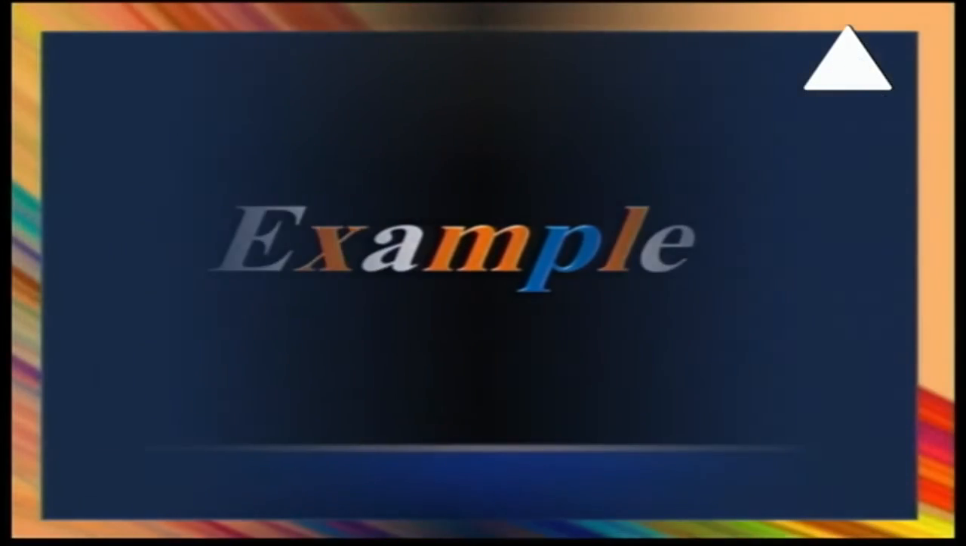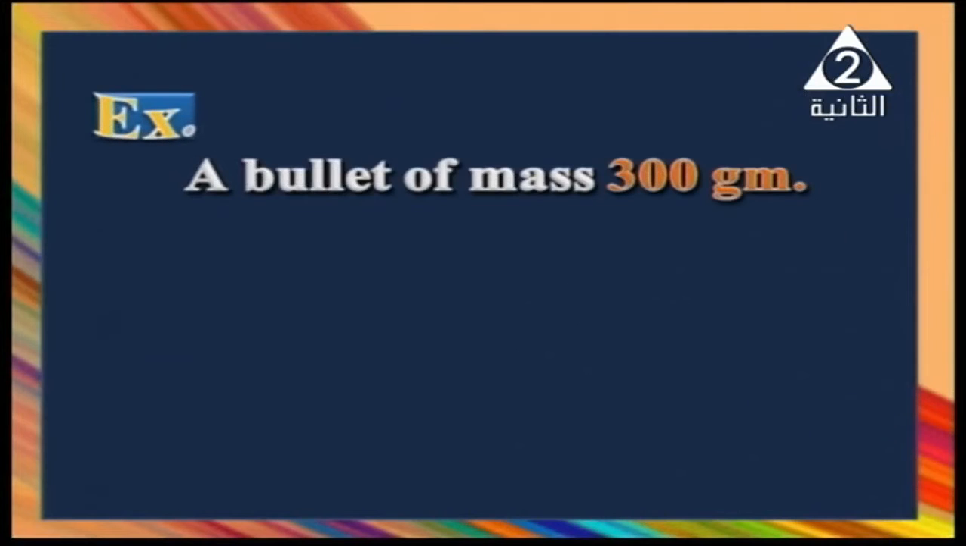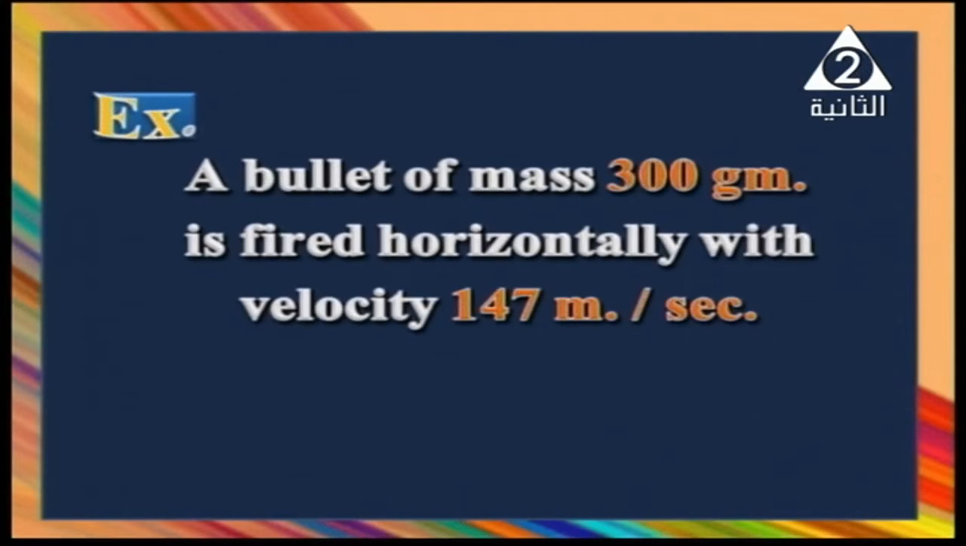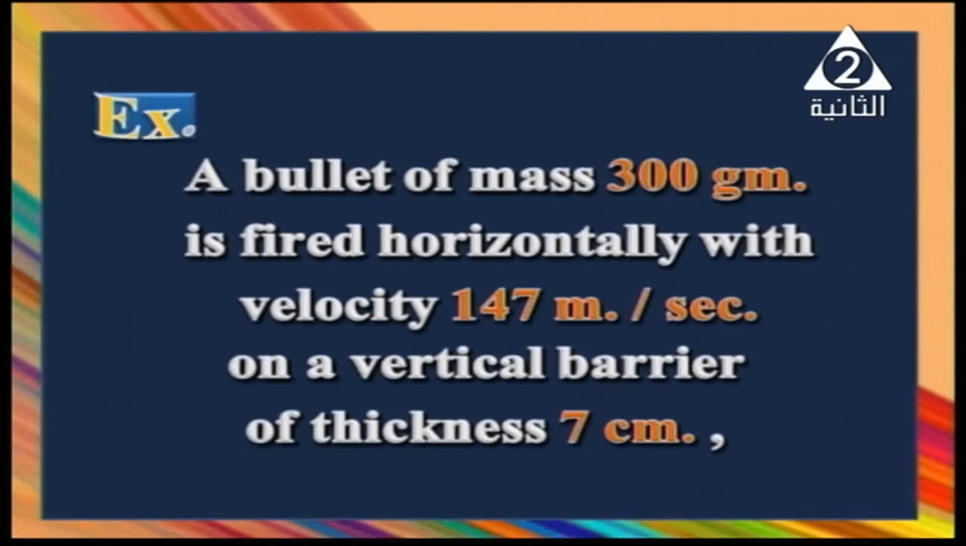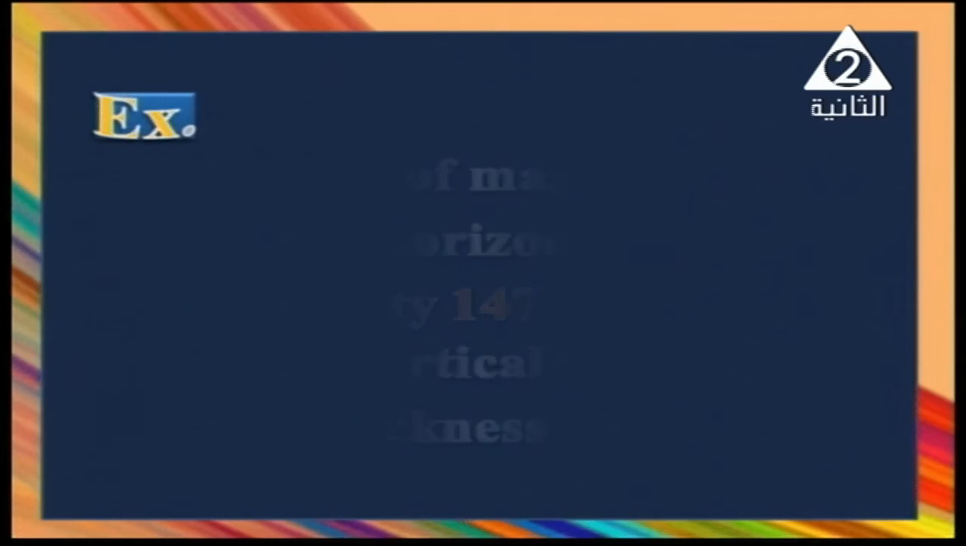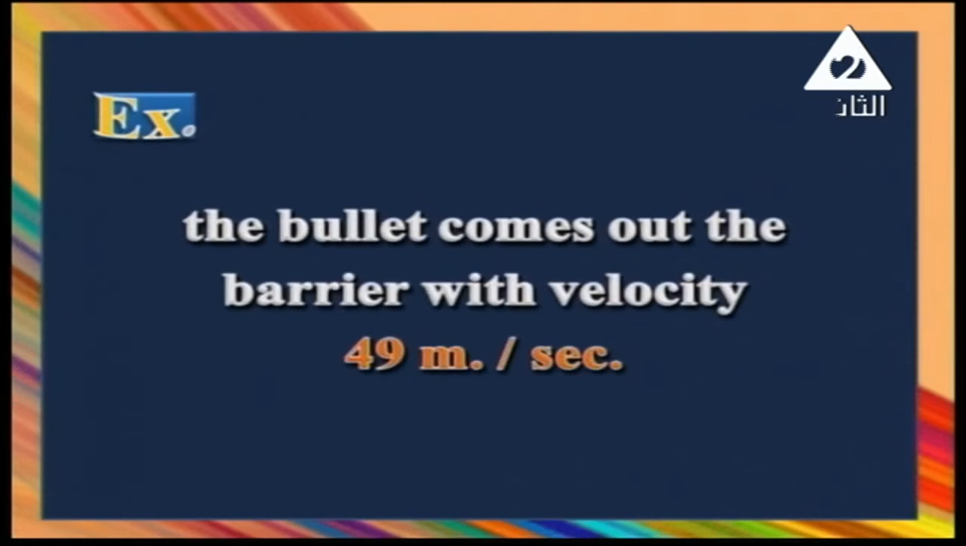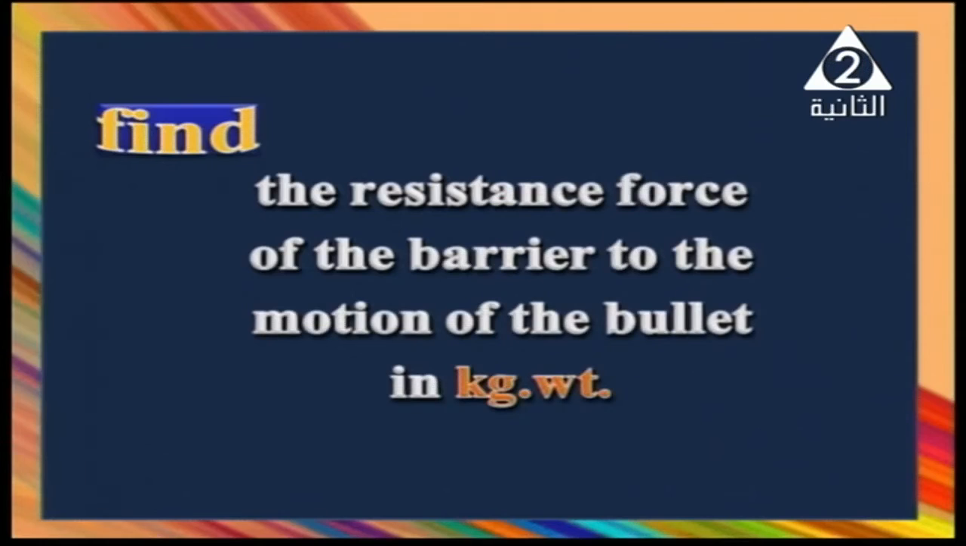A bullet of mass 300 grams is fired horizontally with velocity 147 meters per second onto a barrier of thickness 7 centimeters. The bullet comes out with velocity 49 meters per second. What is required, my dear student? Find the resistance force of the barrier to the motion of the bullet in kilogram weight.